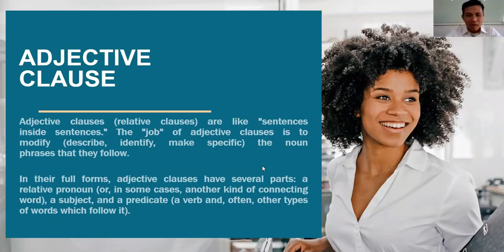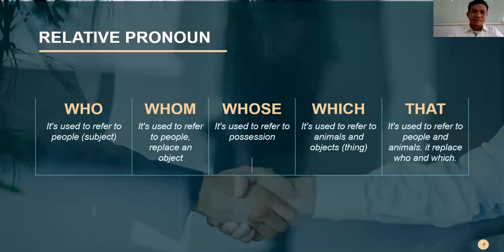An adjective clause modifies a noun or the phrase that it follows. The parts of an adjective clause: we need a relative pronoun for sure, which can also be called a connecting word. Then we need a subject and a predicate. The predicate is the verb. I hope you still remember the relative pronoun, subject, and predicate.